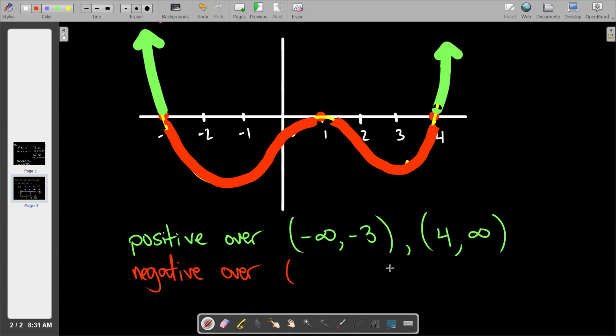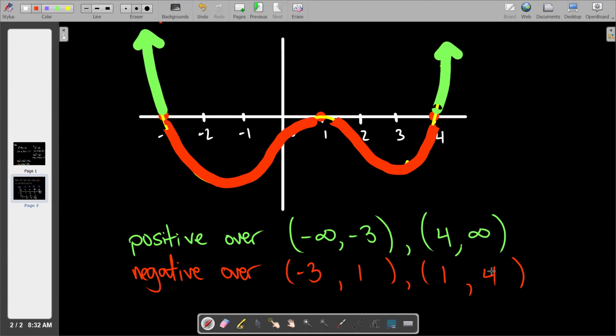And again, there are 2 of these. What's the first one? -3 to 1 and 1 to 4. And that's it. Like we did everything that problem wants us to do. It's worth more points than other things, but that's because there's a lot to do.